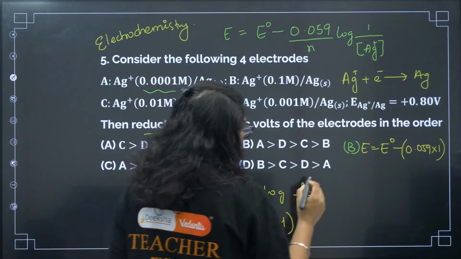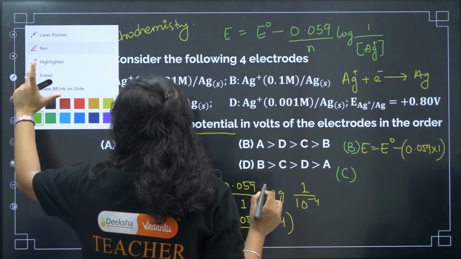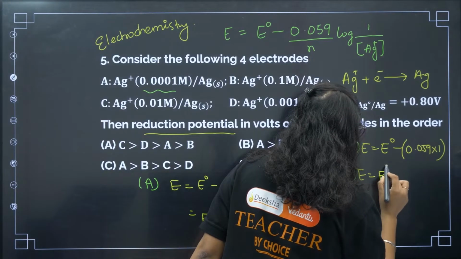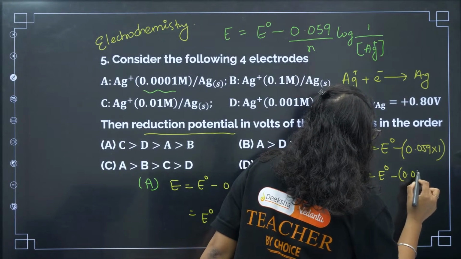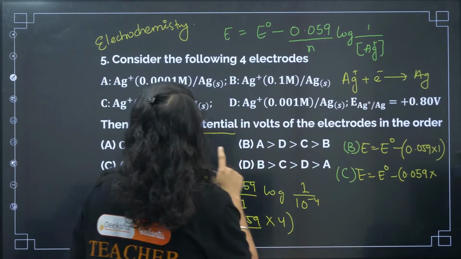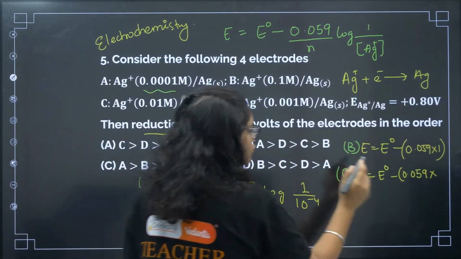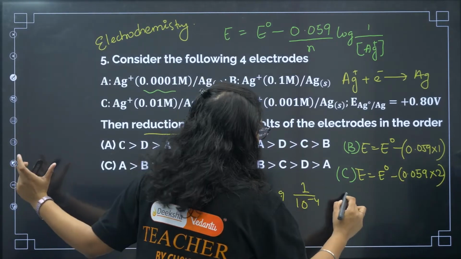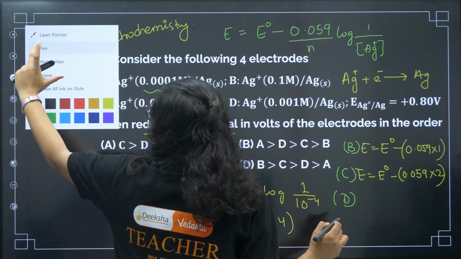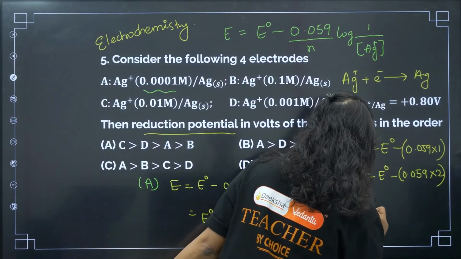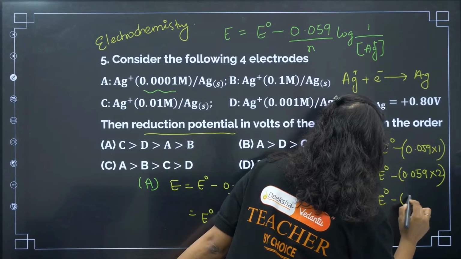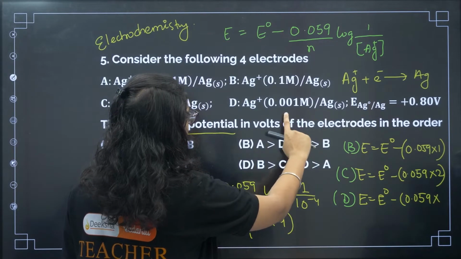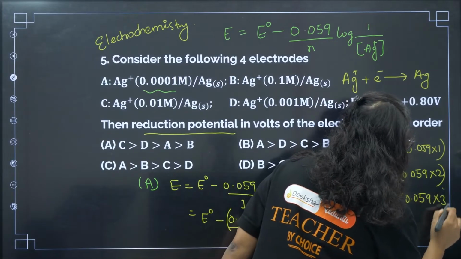Next, we'll solve for C. For option C, if you see, we will get E equal to E naught minus 0.059 into, for option C it is 10 to the power of 2, so that will be into 2. Now for option number D, if you see, we'll get E is equal to E naught minus 0.059 into 10 to the power of 3, so it is multiplied by 3.